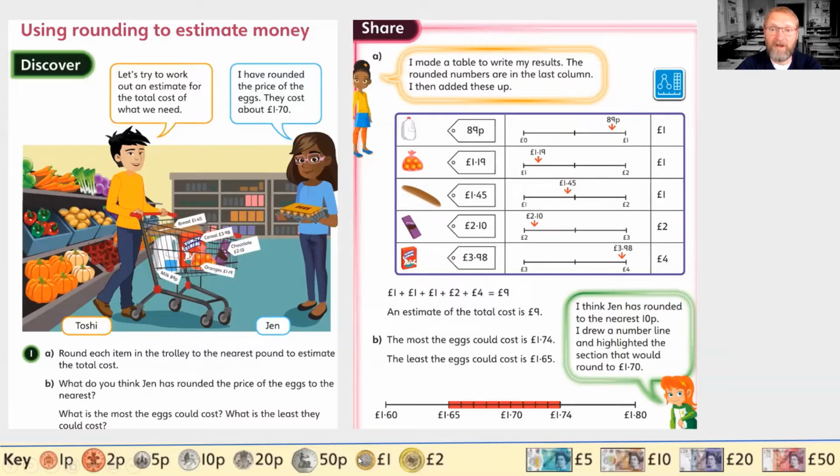Question 1B. The most the eggs could have cost was £1.74, because £1.74 we would round down to £1.70. If it had been £1.75, ending in that 5, we would round up to £1.80. The least amount it could have cost is £1.65, because as we've just said, that 5, £1.65 we round up to the next 10, which is £1.70. £1.64 would have rounded down. So these are all the amounts that would have rounded to £1.70.